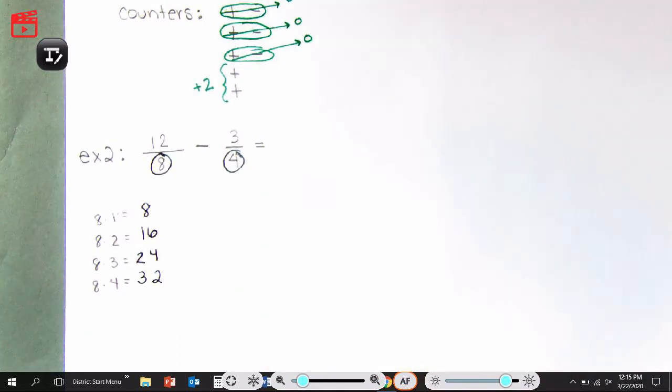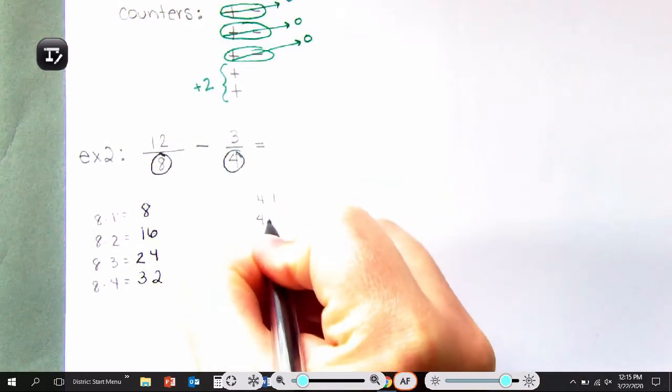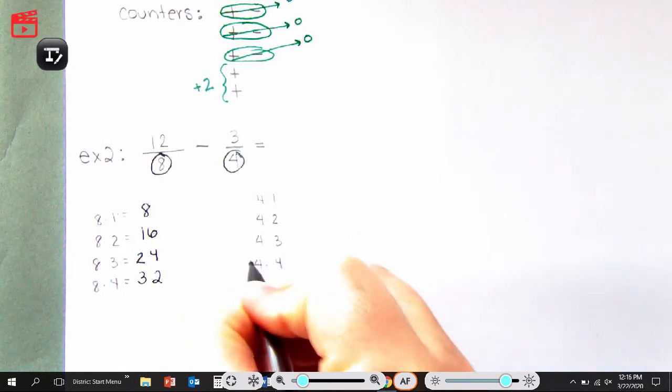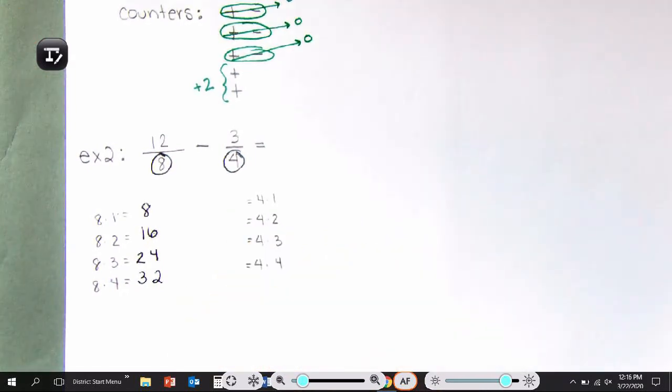Now let's do the same thing with 4. So I have 4 times 1, 4 times 2, 4 times 3, 4 times 4. How do we know we have enough? We have enough when one of our multiples matches. So whatever number is here needs to match whatever number is here. Now, not all of them will match. We're just looking for one, the smallest number that matches.